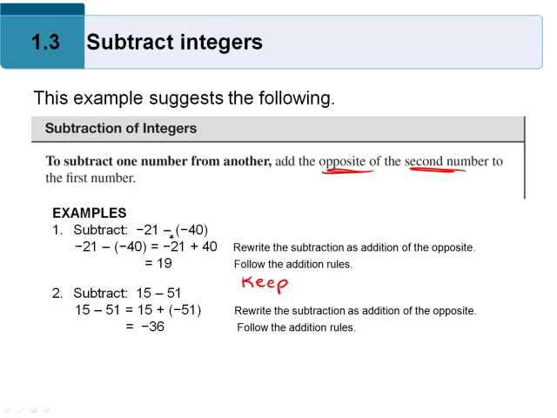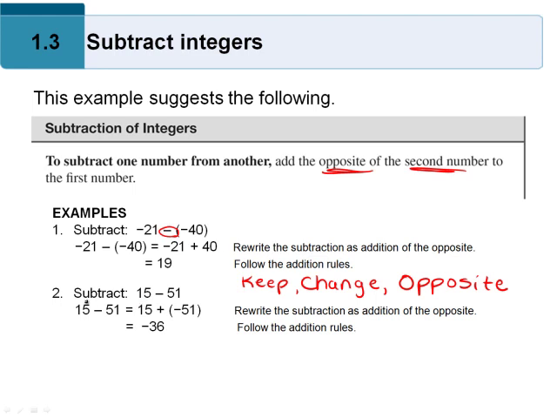And then we're going to change the subtraction to addition. So that's the change part of what we're going to remember. Keep, change, and then we take the opposite of the second number. So the second number, negative 40, becomes positive 40. So that's where we get opposite. So that's what you want to remember today. Keep, change, opposite. Now, once you have changed it to adding the opposite, you're going to follow your addition rules. So a negative and a positive, you subtract, keep the sign of the bigger number. So 40 minus 21 gives us 19, and it's a positive because the 40 was the bigger number.